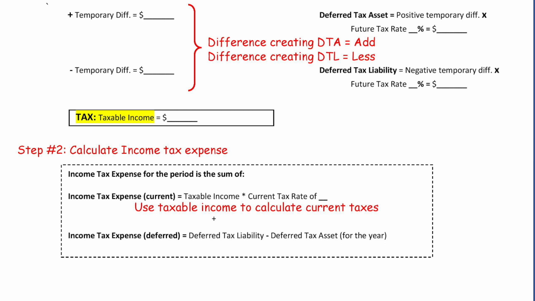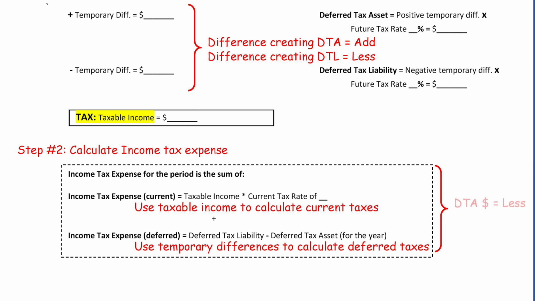Now the next one, income tax expense deferred. That's deferred tax liability minus deferred tax asset for the year. So right, use temporary differences to calculate deferred taxes. And put a bracket on the right and make a note. DTA dollars less, DTL dollars add.